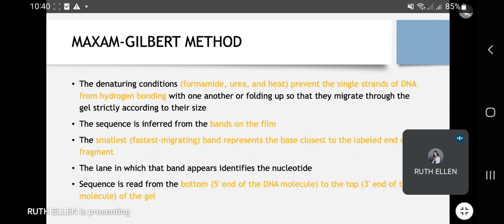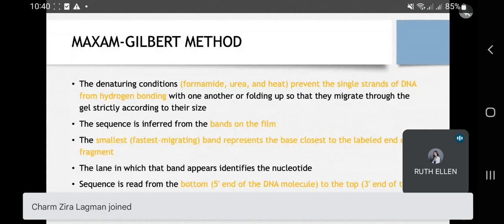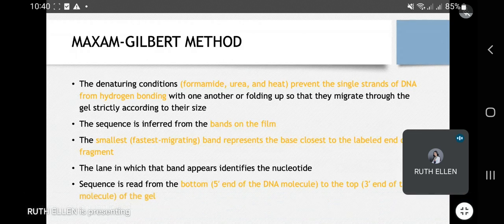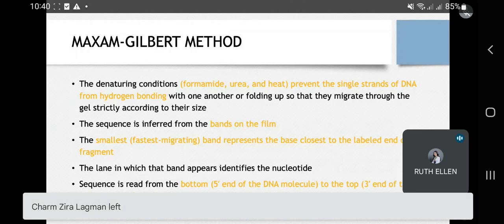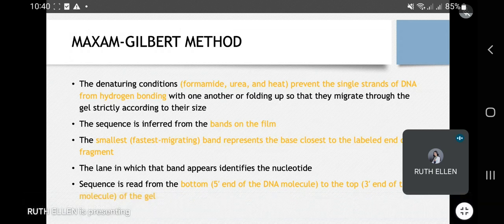So, the denaturing conditions prevent the single strands of DNA from hydrogen bonding. So, may nilalagay pa tayo na formamide, urea, and heat, no? Para ma-prevent natin na mag-bind ulit sa isa't isa yung mga single strands of DNA natin. Okay? So, para hindi na sila mag-form ng hydrogen bond ulit. Okay? Para kapag i-gel electrophoresis natin sila, they will migrate strictly according to their size, no? Doon sa size ng mga nucleotides nila.